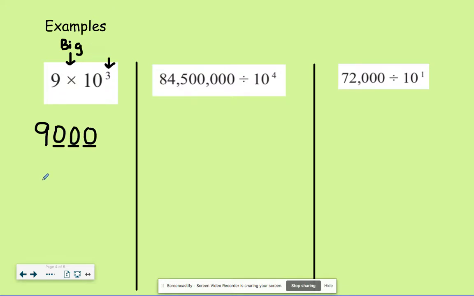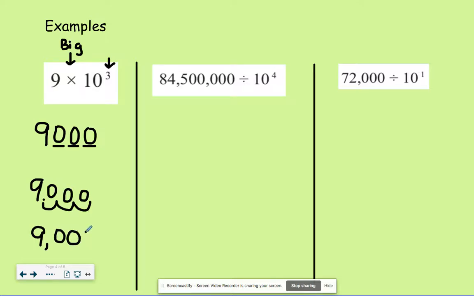Again, another way to prove your work for this one would have been to write a 9, put the decimal in at the end of it and move the decimal 3 spots. And then you fill in these empty holes with zeros because 0 means nothing. So our overall answer for this one is 9,000.